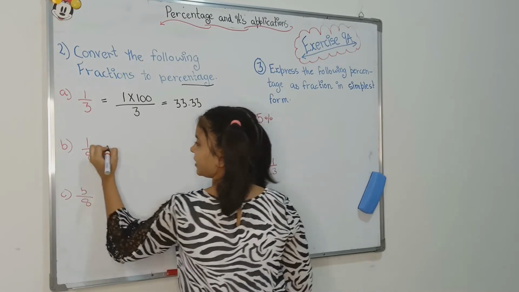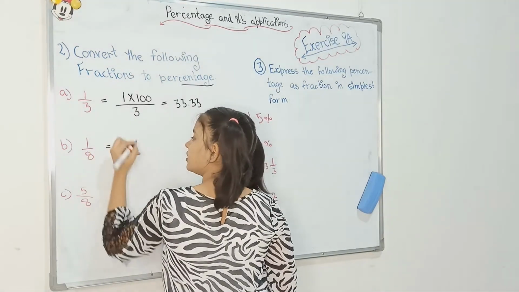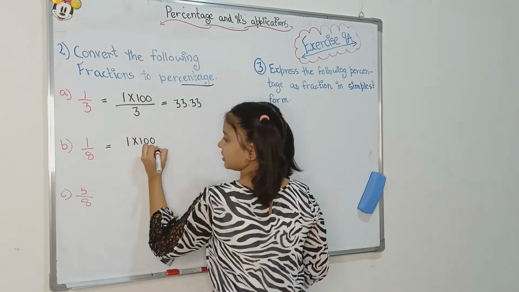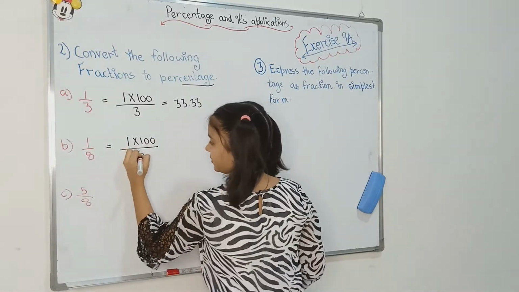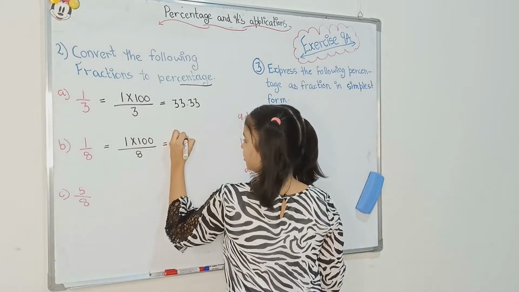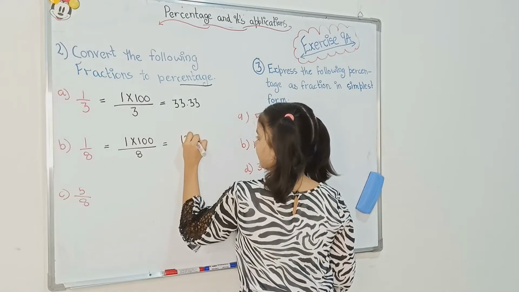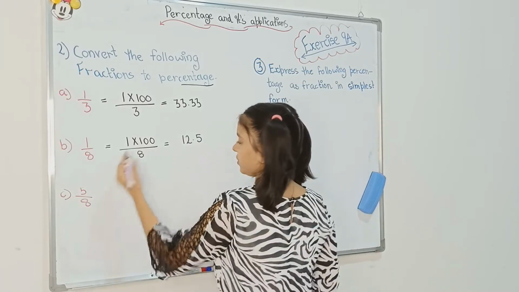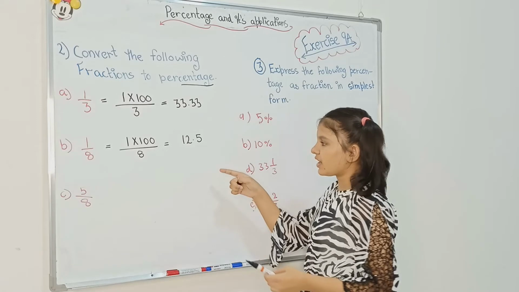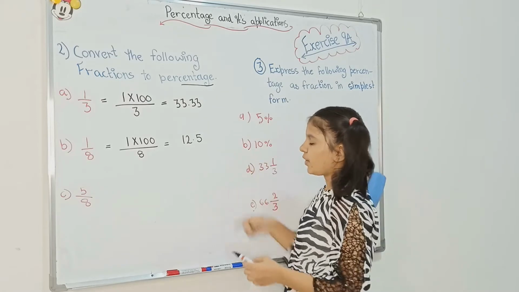B is 1 by 8. So here also same method. 1 into 100, then divided by 8. So here when we divide them, our answer would be 12.5. So 1 into 100 is 100. Then when we divided 100 by 8, our answer we got as 12.5.